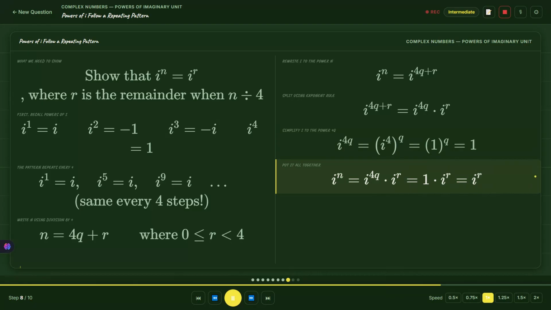Now we put everything together. i to the power 4q is just 1, so we get 1 times i to the power r. And 1 times anything is just that thing. So i to the power n equals i to the power r.